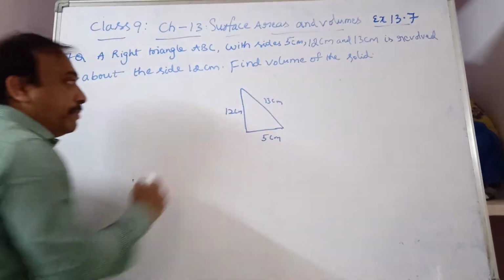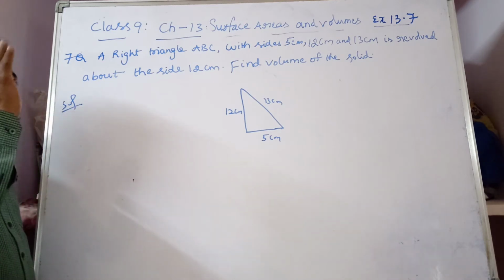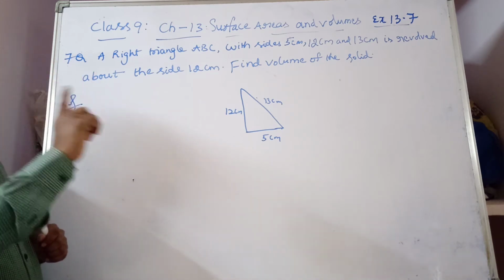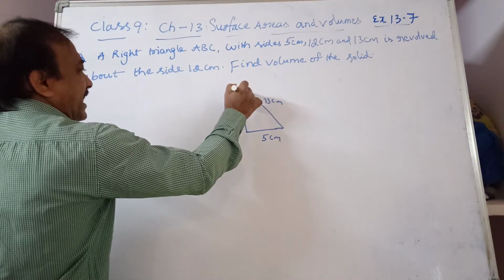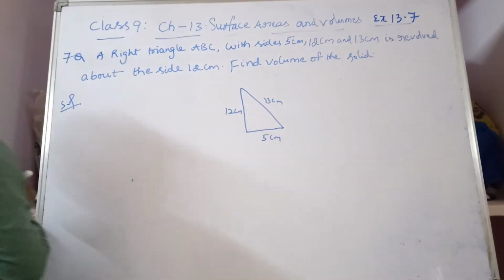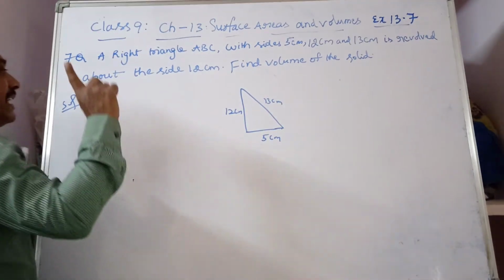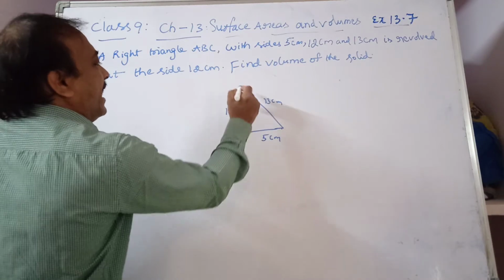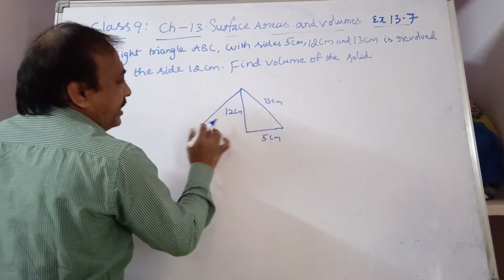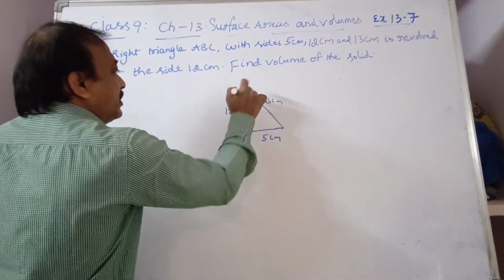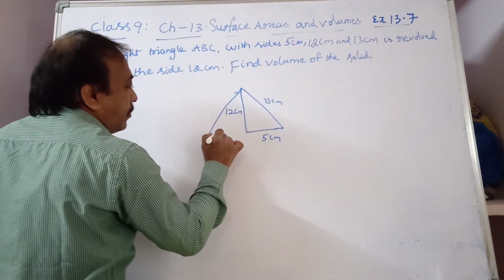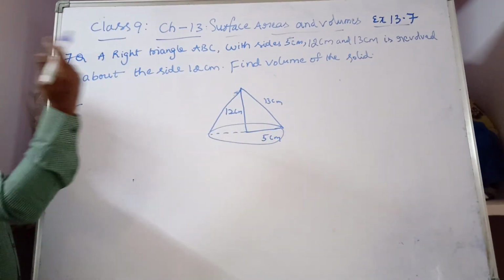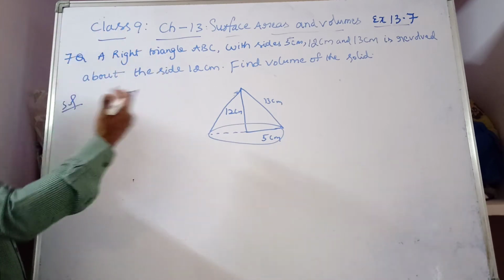Now you see, it is rotated about its side. Are you following? About the side it's rotated. So when a right triangle is rotated, it forms a conical shape. When it is rotated, obviously we get a conical shape.